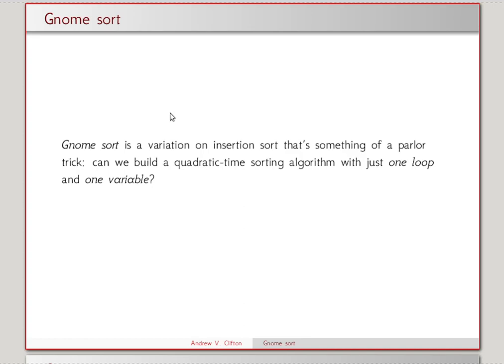All right, hello everybody. We are back with the last of the n-squared sorting algorithms, at least that we're going to look at. There's a bunch of n-squared sorting algorithms because they're pretty easy to come up with, but we're only going to look at these four here. So the last one is gnome sort.